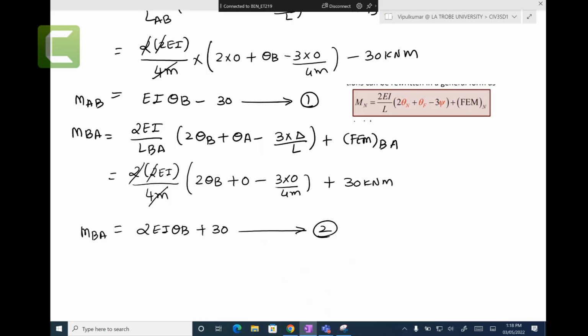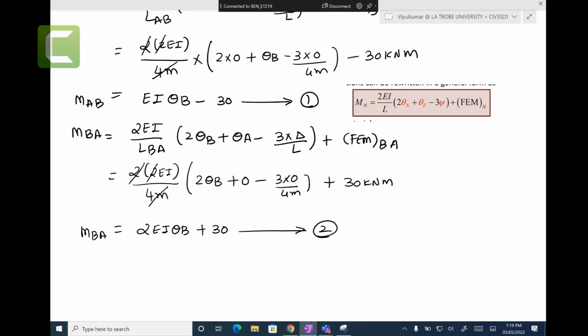So in these examples, settlement has not been given. Therefore, we take delta equal to 0. In lectures, there is one example where there was a settlement, where we demonstrated delta. If you substitute delta here, that is not a big issue. You can just have a delta here, theta B plus some value. It's not a displacement. Delta is not a displacement. It's a settlement. And I explained.